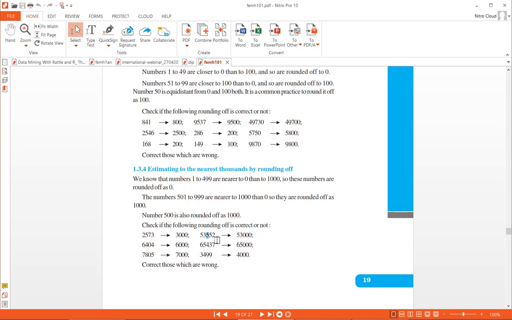So this is wrong over here in your book. This should be 8000. Okay, so the question is that you have to check whether the rounding off is correct or not. So this one is wrong. This one is wrong because this is 5, so this should be 54,000. And you can check all these.